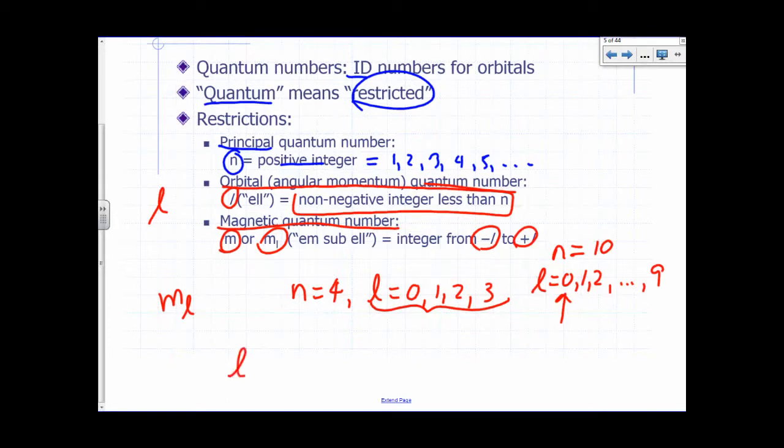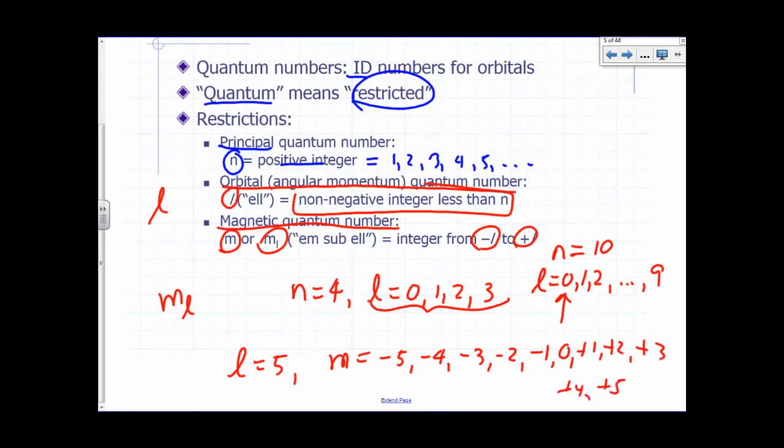So for example, if l equals 5, then your m sub l, or your m, can be anywhere from -5 to +5. So it can be -5, -4, -3, -2, -1, 0, +1, +2, +3, +4, and +5. It can't be 1.2. It can't be -6.1. It can't be -6. It has to be between -5 and +5 if l is 5.